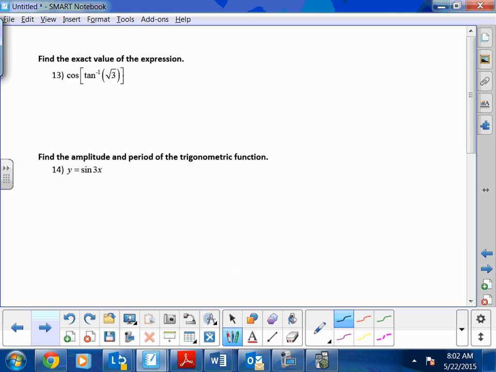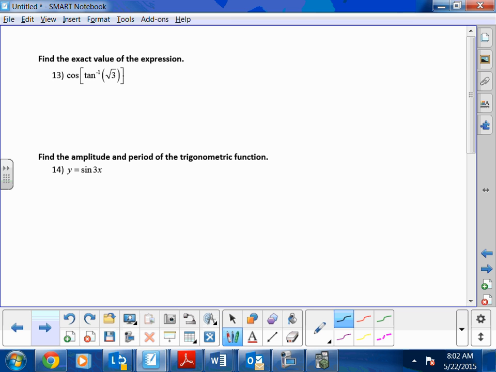And it says, find the exact value of this expression. Now, what we have to do here is come up with the values. And then from there, after coming up with some of the values, we're going to go ahead and actually deal with the expression of it. So let's go ahead and get started with tangent.